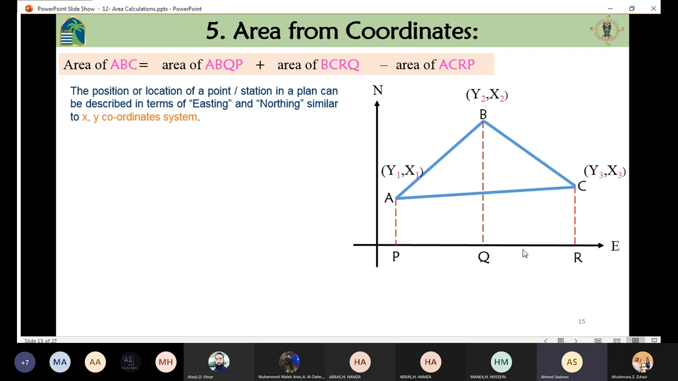The last trapezoid. So we are going to say that the area of ABC is equal to the area of this trapezoid ABQP plus the area of this trapezoid BCRQ minus this area here, the area of ACRP. Okay, so to determine the area of this triangle, we divided this shape into a number of trapezoids.